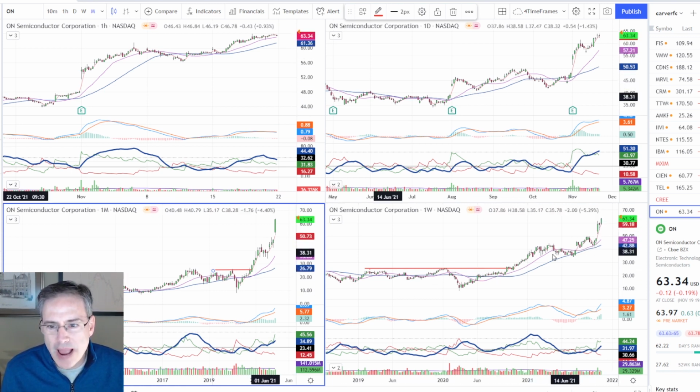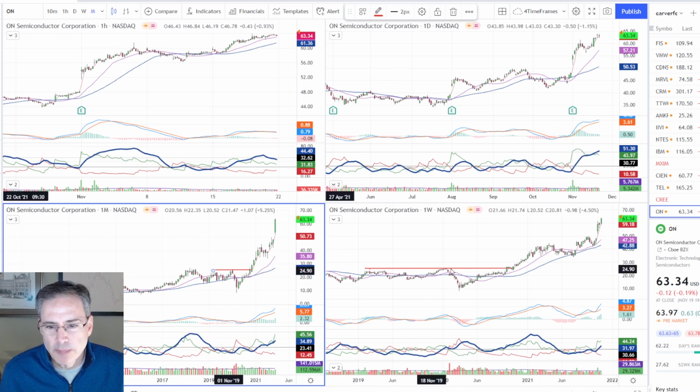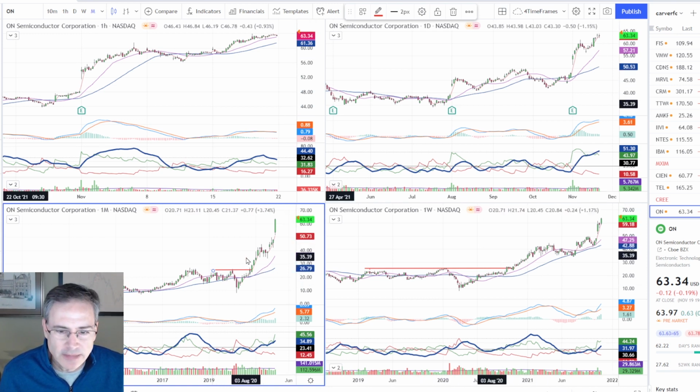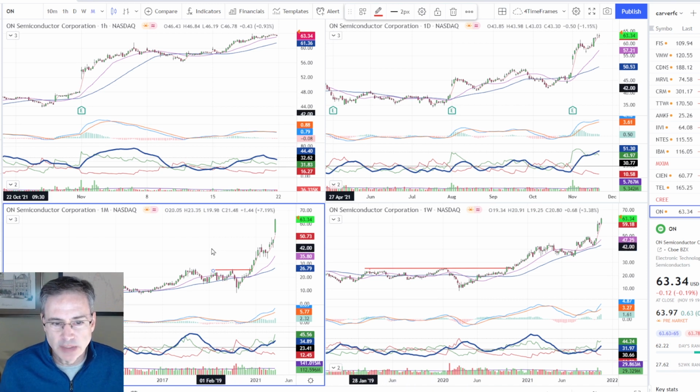because a big base like this typically will have a decent amount of upside as this has had. This has about more than doubled from the time it broke out. And so anyway, I think this is a good example of something you don't really want to mess with.